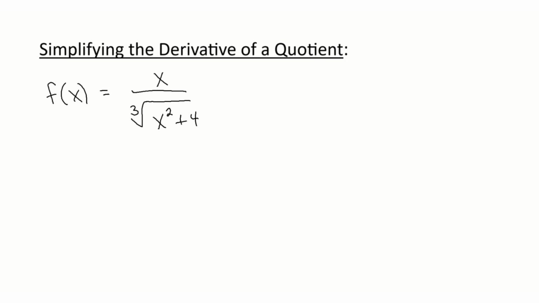Let's continue with simplifying strategies. This time we're dealing with a quotient. Look at the following example. F of x is equal to x all over the cube root of x squared plus 4.